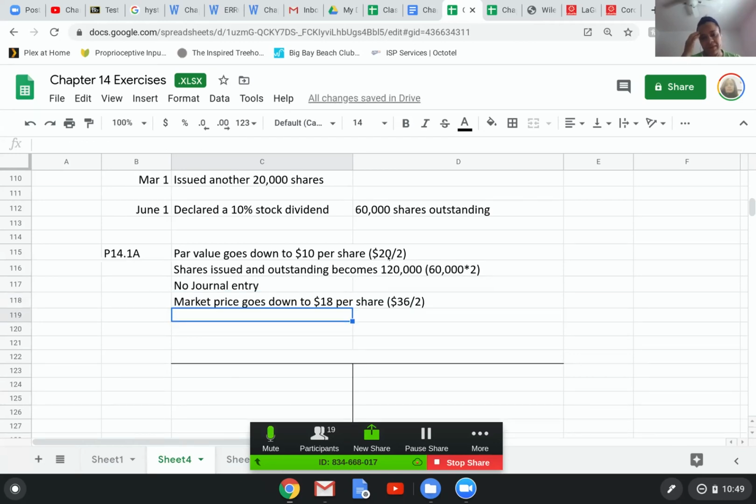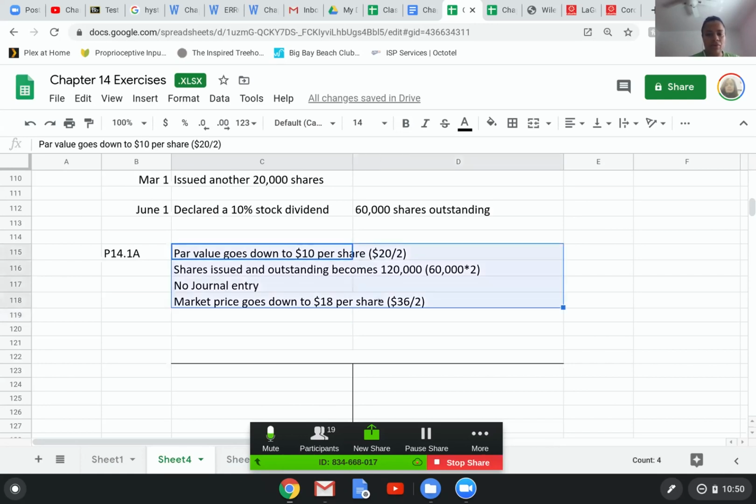Because we're doubling the number of shares, the shares go up to 120,000, but you can't keep the $20 par value because then the number becomes too big. It will become 2.4 million. So you have to halve the par value so that it stays the same at 1.2 million. Also, the market price can't stay at $36 because you're doubling up the shares. There's no way the price is going to stay at $36. So it halves to $18 and no journal entry. All right, so that's the way we think through a stock split. Any questions there?